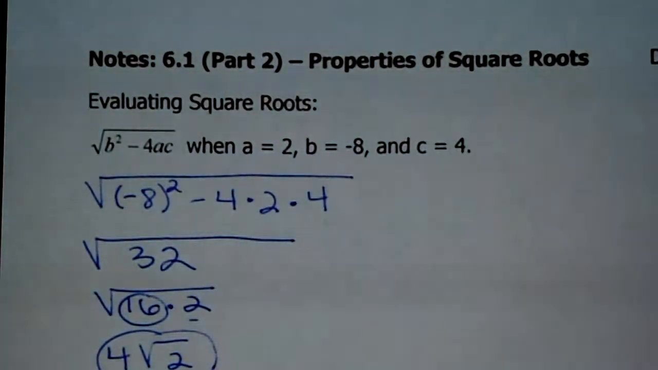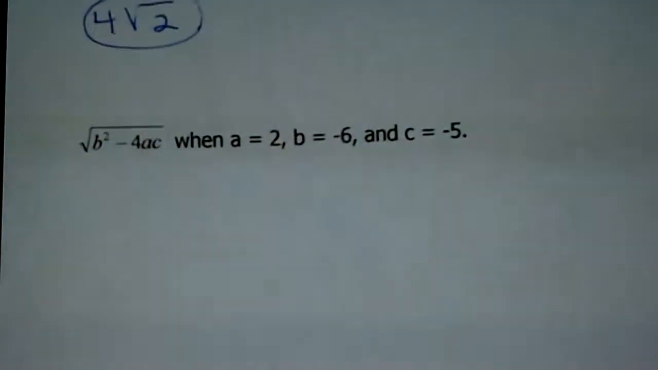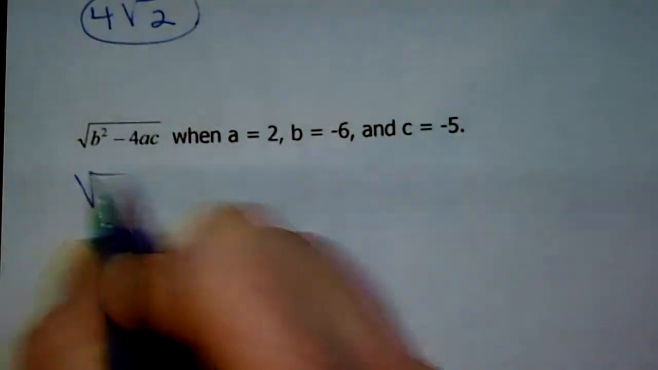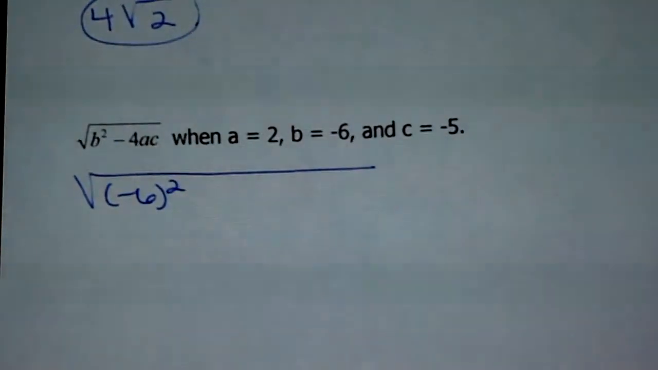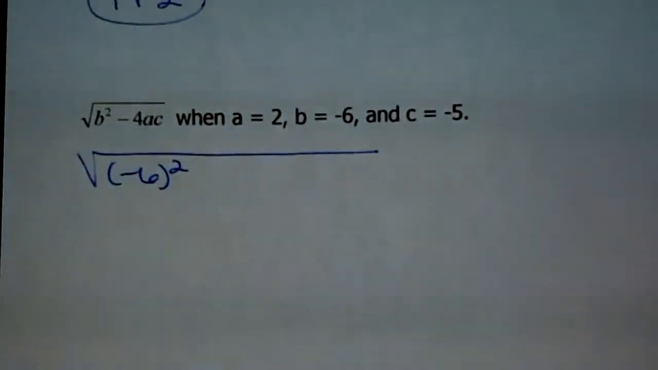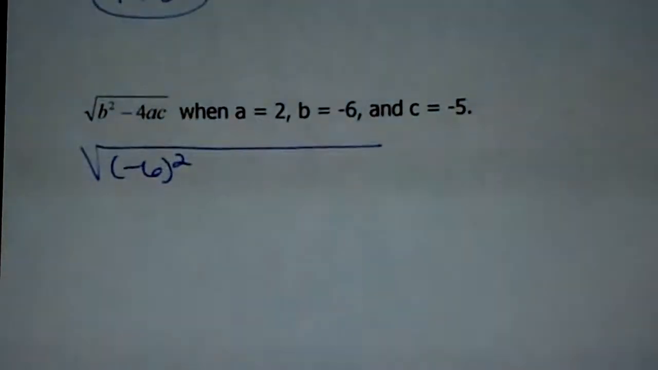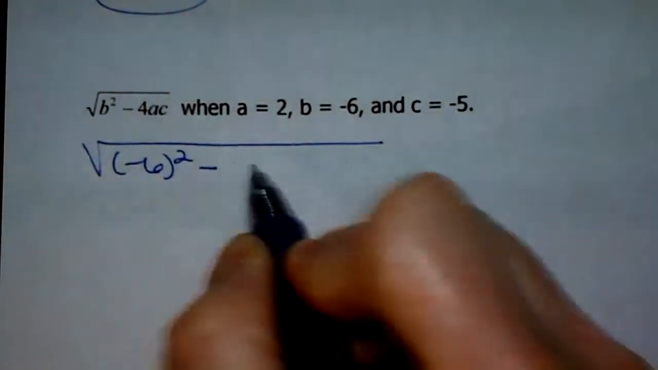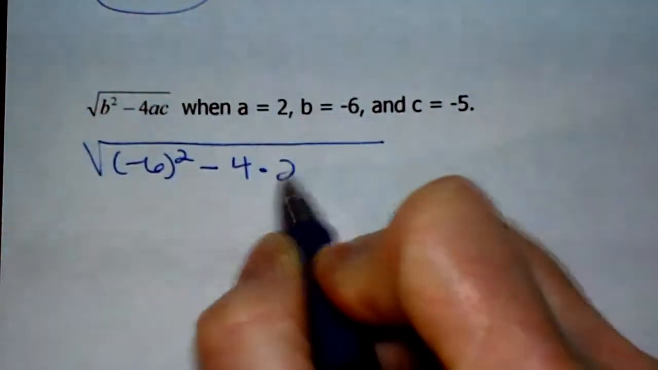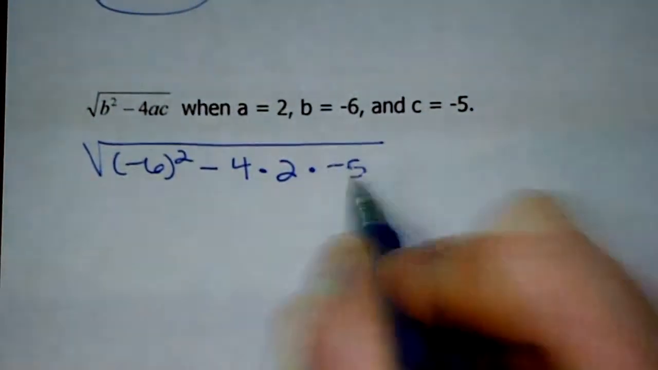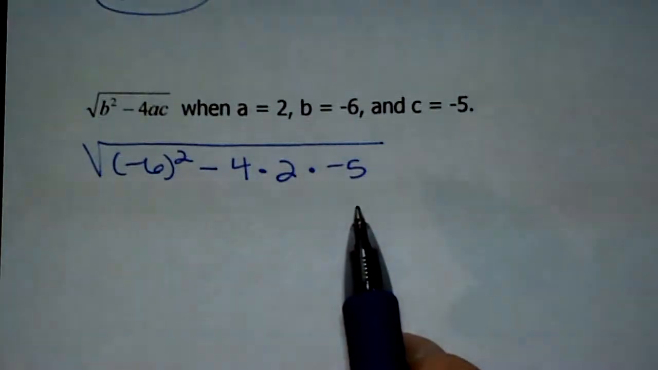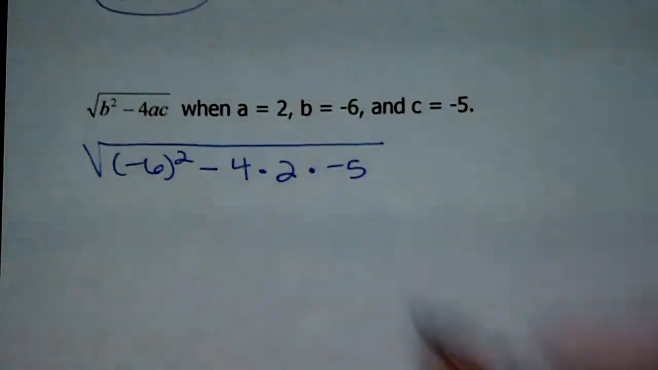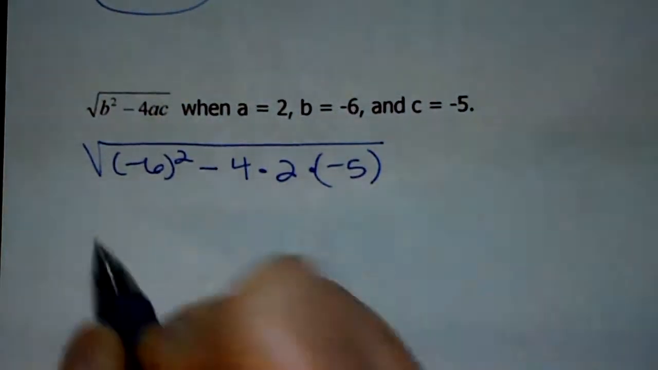All right, we're going to try one more like that. So again, I'm going to write my radical sign. I'm going to put the b in parentheses, because when b is negative and you're squaring it, it makes a big difference. I'm going to say that over and over again. I want to subtract 4 times a is 2 and c is -5. I didn't wrap that one up in parentheses because it doesn't have an exponent attached to it, so it's not going to make a difference in my answer. If you wanted to put parentheses around it, have at it. It won't matter.